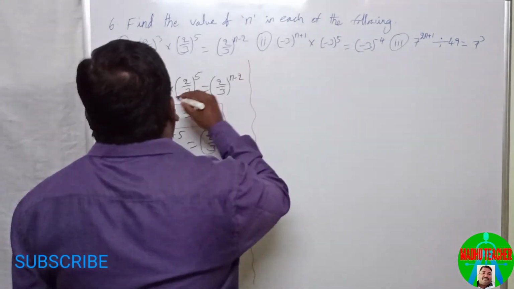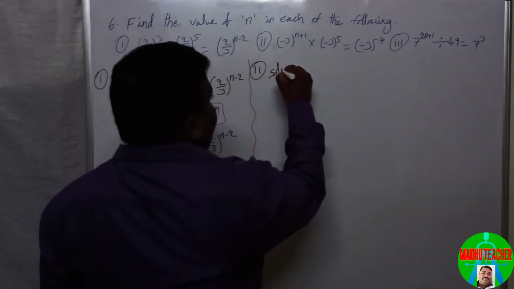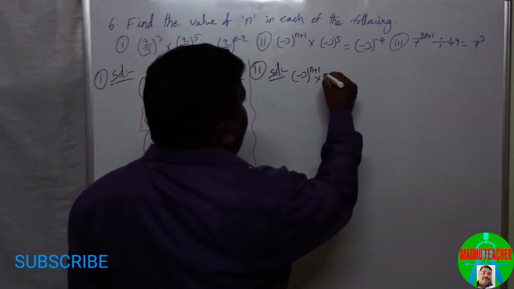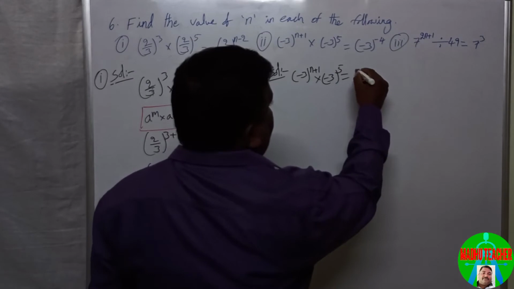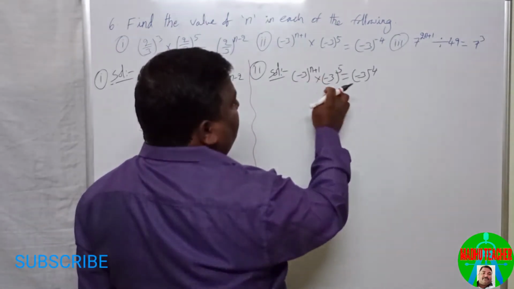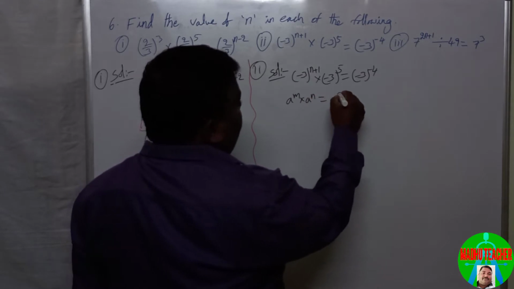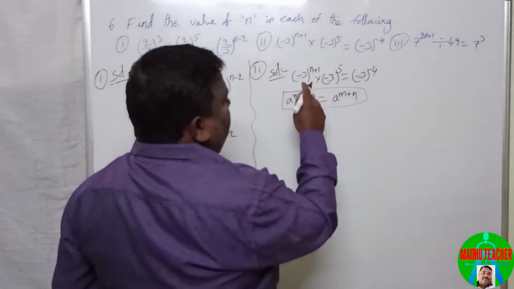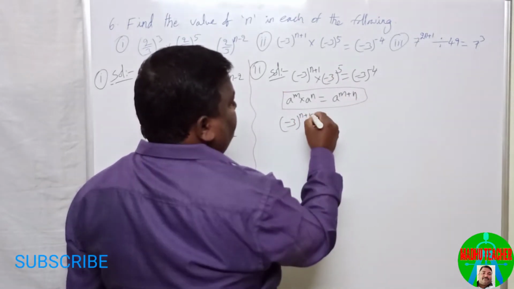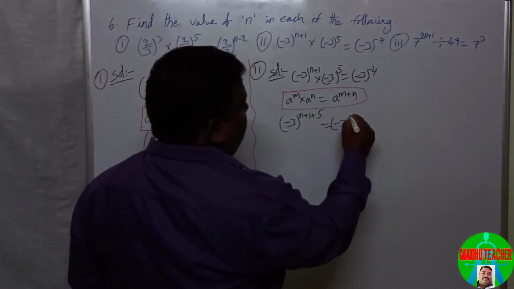Second one. So this is the first one, and second one is, what is given? Minus 3 to the power of n plus 1 into minus 3 to the power of 5 equal to minus 3 to the power of minus 4. We have the variable at left side. We can simplify at left side. So we have a to the power of m into a to the power of n, that equal to a to the power of m plus n. So by using this formula, this we can write as minus 3 to the power of n plus 1 plus 5. Bases are equal, power should be added, equal to minus 3 to the power of minus 4.